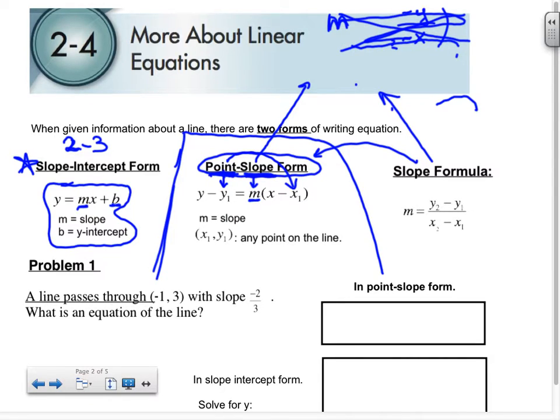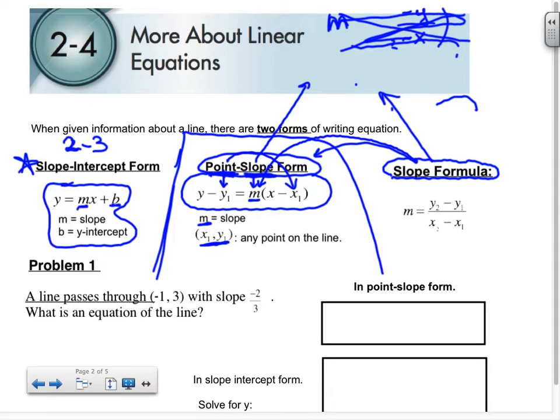So the equation in point-slope form would read like this. y minus y1 equals m times x minus x1. And right here it says m is the slope, x1, y1, any point on the line. Okay? The slope formula is just a tool that you'll need to find the slope. And once you know the slope, then you put it into point-slope form.